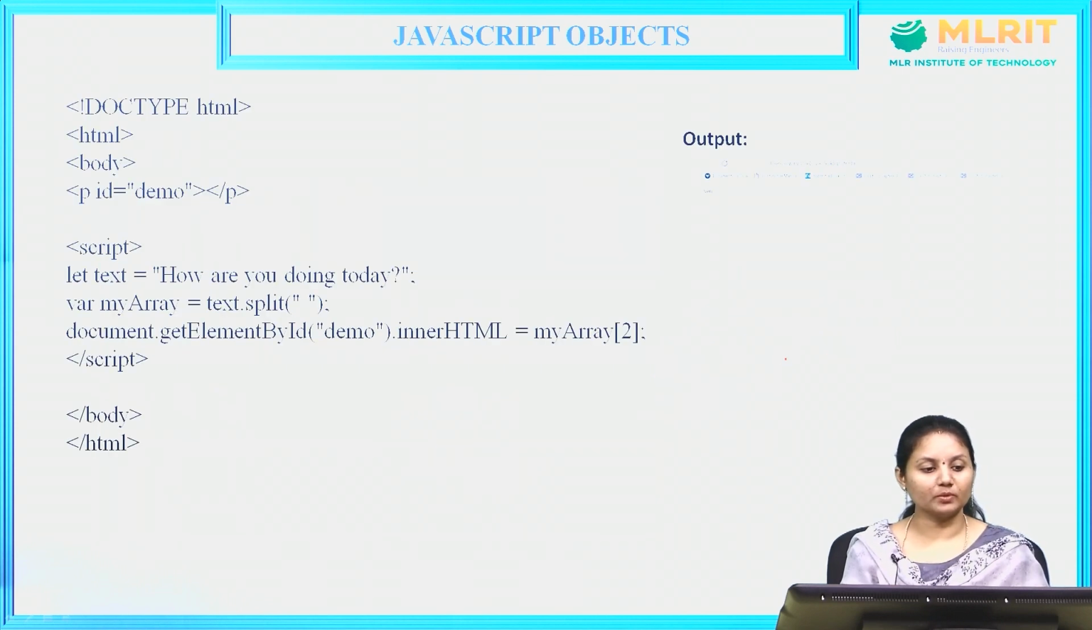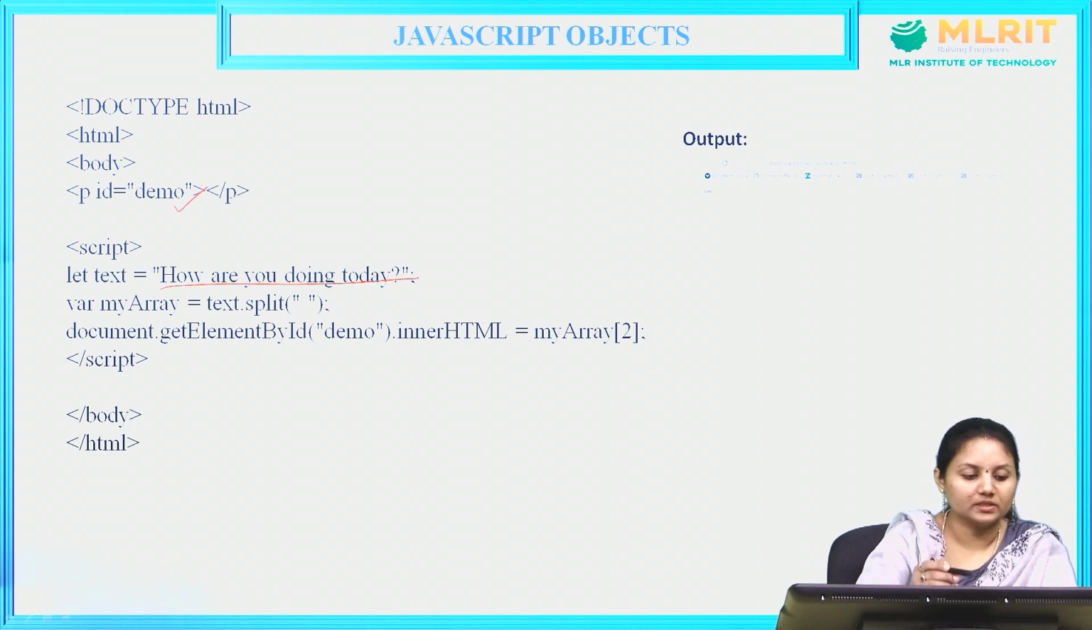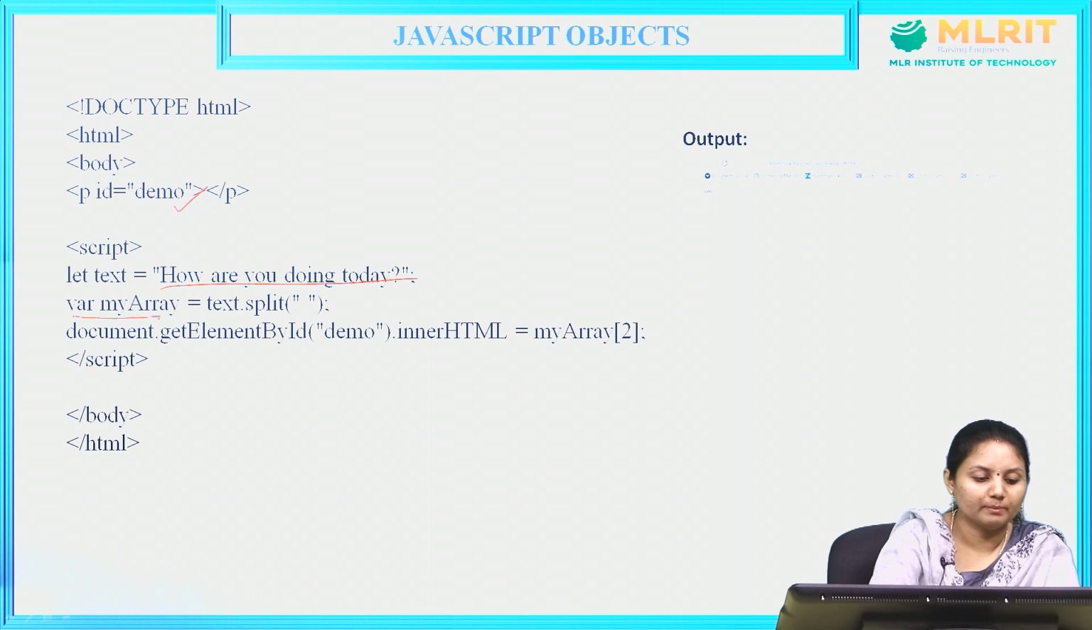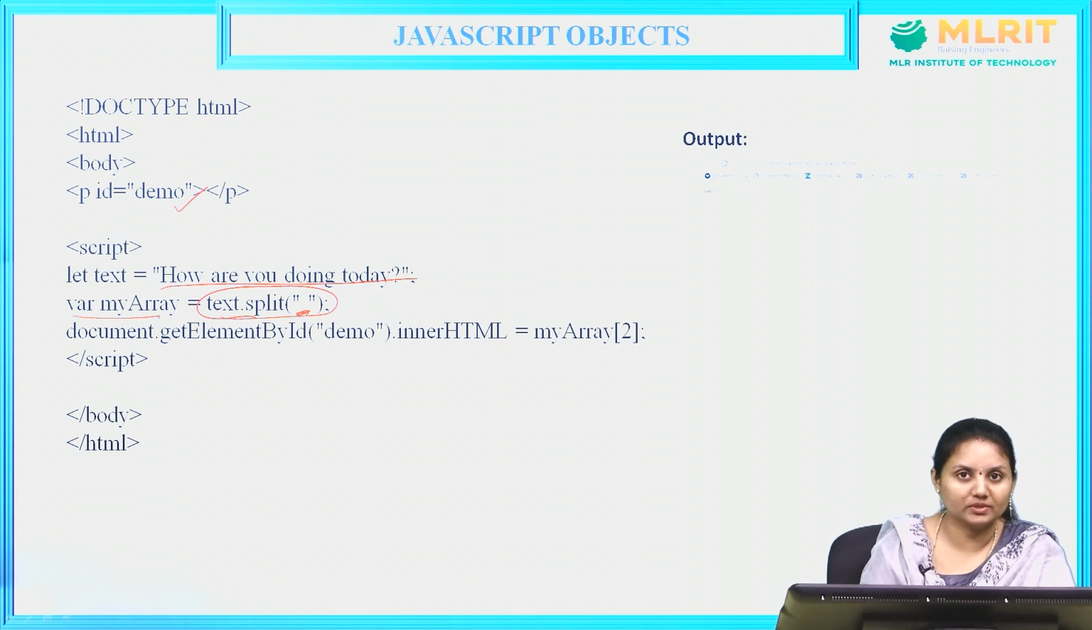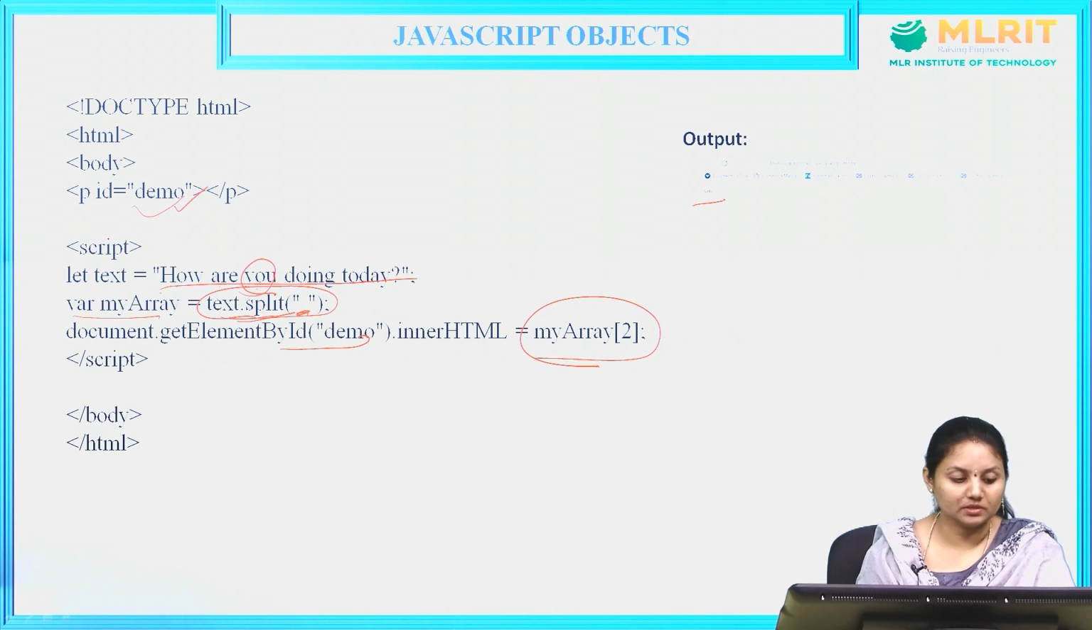Okay, so this is a program where we have taken a p tag with the ID demo, and we have created some text here. Then my array is text dot split, so it has to split and separate with a single space. Document dot get element by ID demo. Now in place of the paragraph it has to print my array of 2. What will be the output? 0, 1, 2. So this is a 2, U has to print. So that's the output.